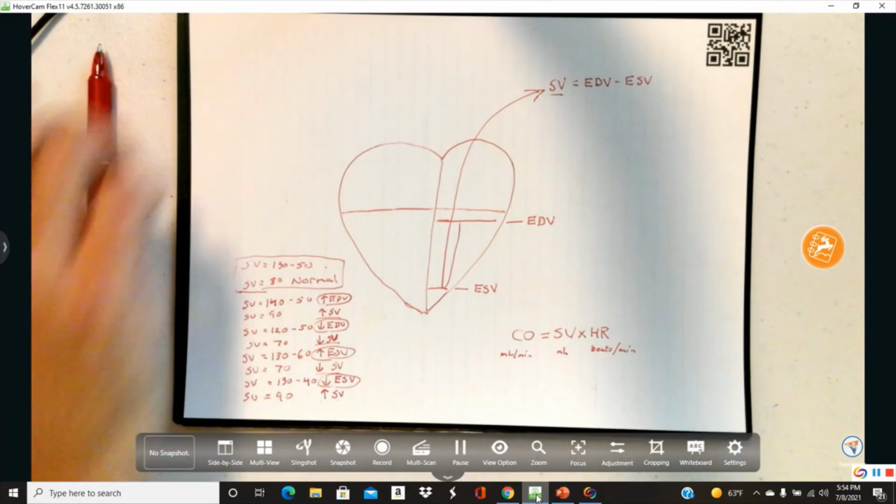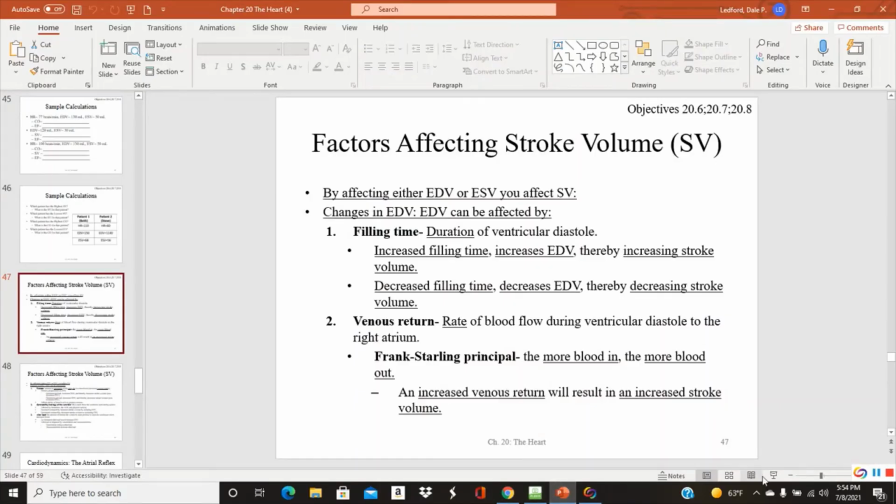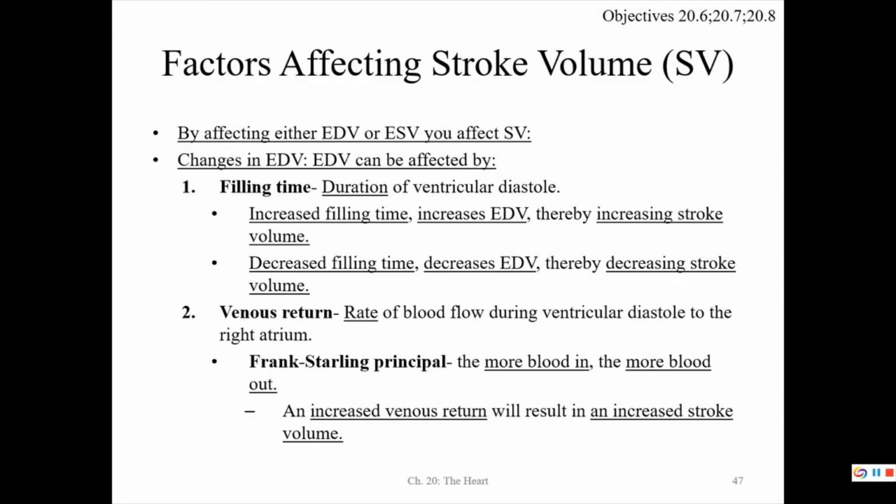Okay, so let's talk about it. First thing is filling time. Okay, filling time can affect EDV. Now, let me explain filling time to you guys a little bit. And a good way to think about filling time. Let's imagine I have a bucket that I want to fill with water.